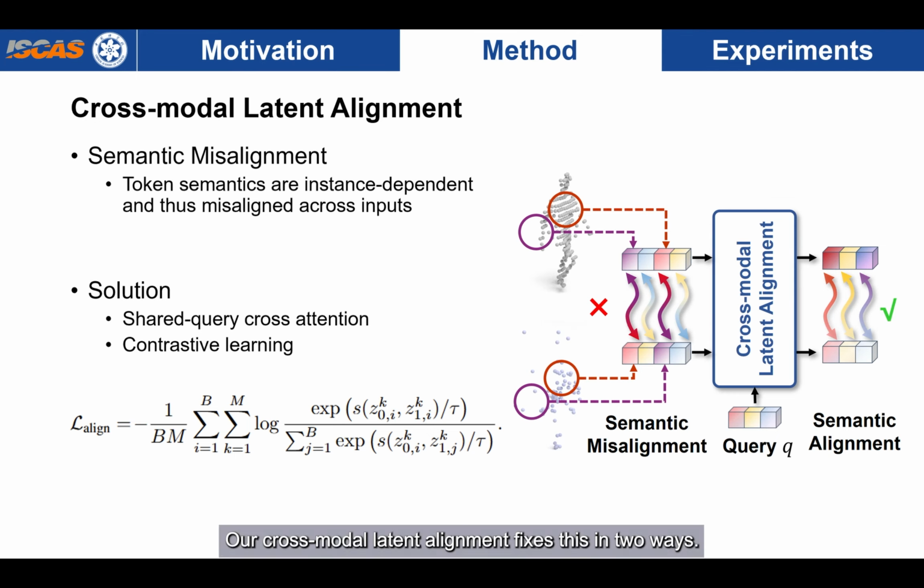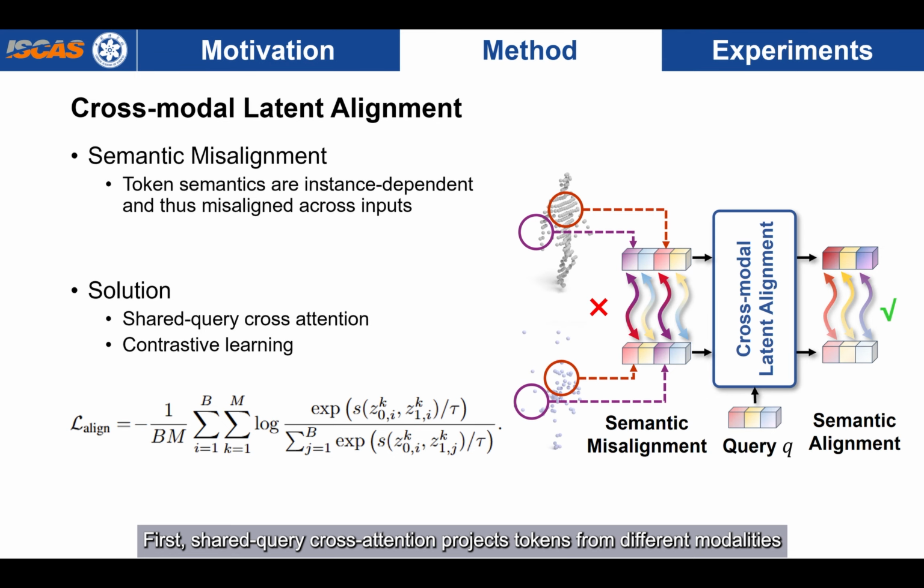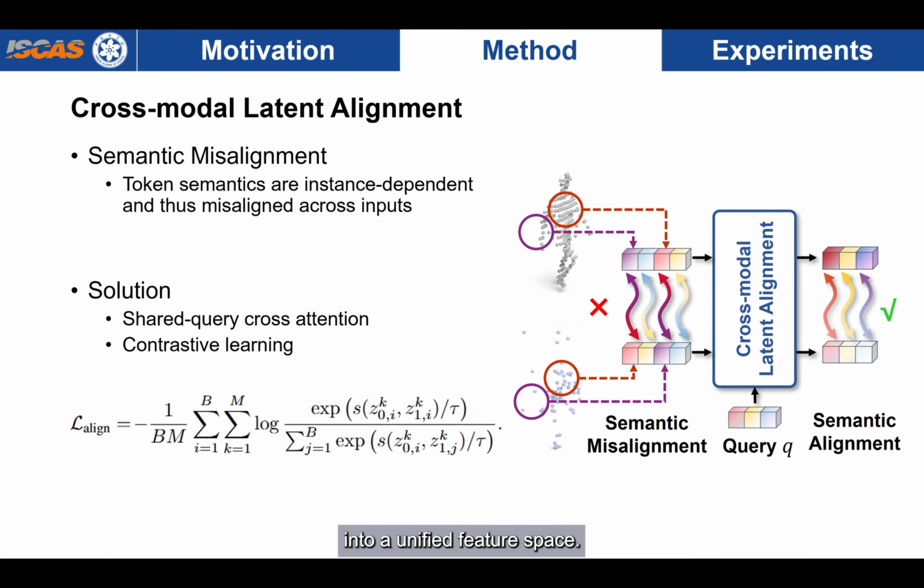Our cross-modal latent alignment fixes this in two ways. First, shared query cross-attention projects tokens from different modalities into a unified feature space. Second, contrastive learning pulls tokens with the same index from different modalities together and pushes others apart.